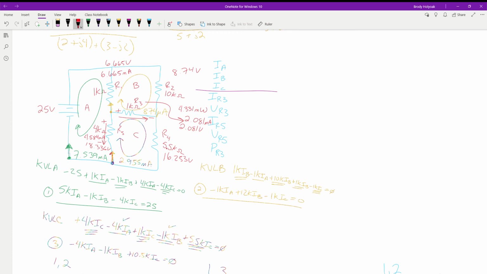And the last check is we want to incorporate one loop that goes through R3. So this one, I'm going to go down R1, across R3, and down R4. So we get the 6.665 plus our 2.081 plus the 16.253. And again, that gives us 24.999 volts. So just as a sanity check, I always like to go through and make sure that any direction I go is going to add up back to the 25.